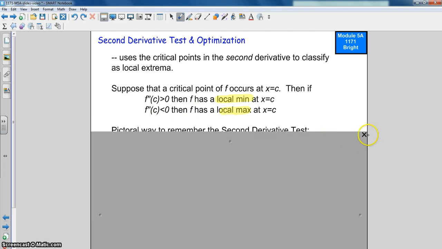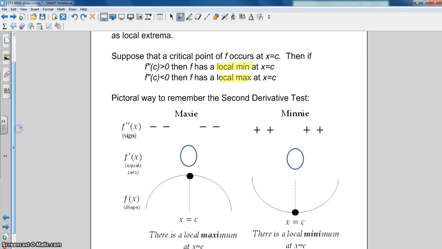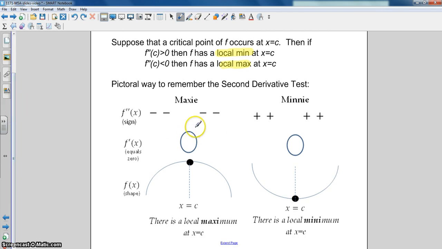Now one way that I remember the second derivative test is through two friends of mine, Maxie and Minnie. If you look at it, it's kind of like a face: eyes, nose, and mouth. What this really tells you is that if the second derivative is negative and the first derivative is equal to 0, then there is a local maximum at x equals c. This is Maxie. For Minnie, the second derivative is positive and the first derivative at c is 0, then there is a minimum at x equals c. If it helps you, great. If it doesn't, that's okay too.